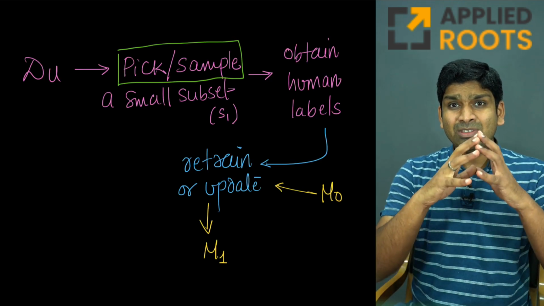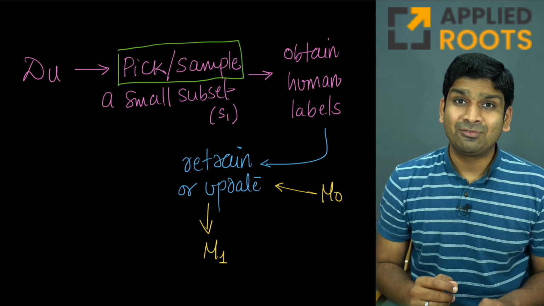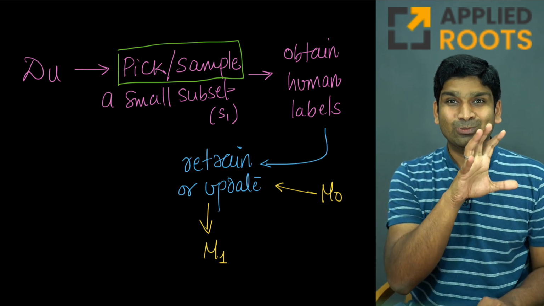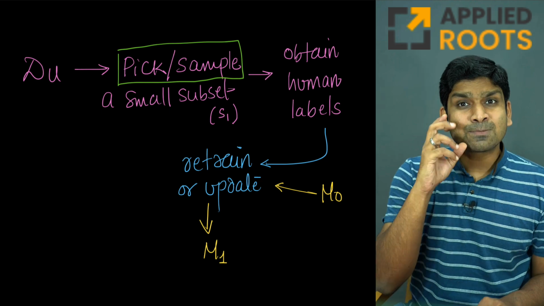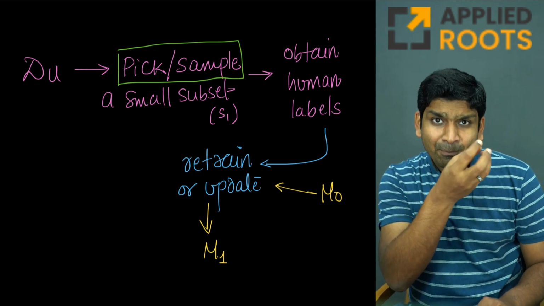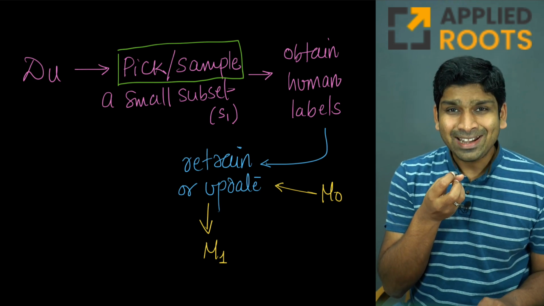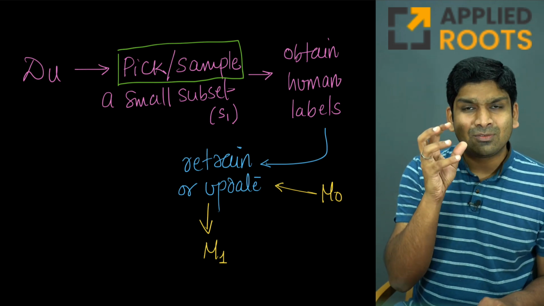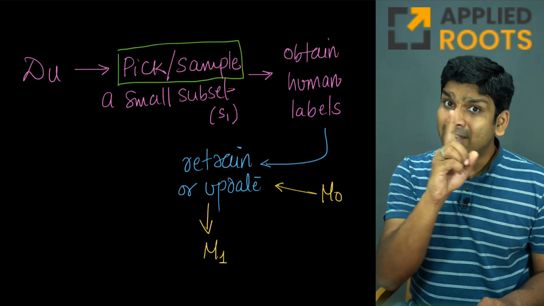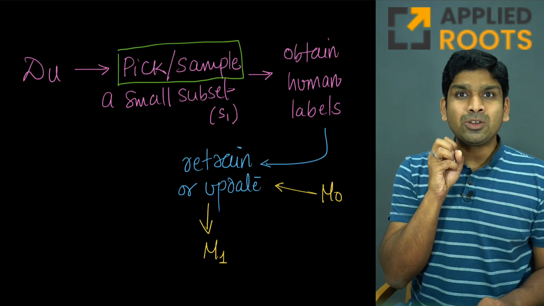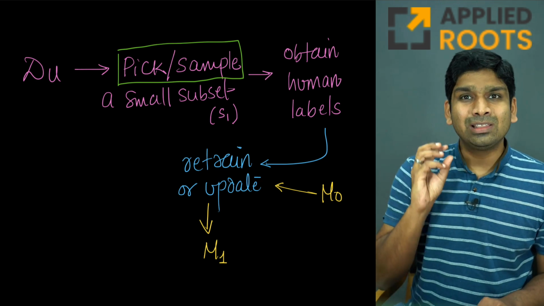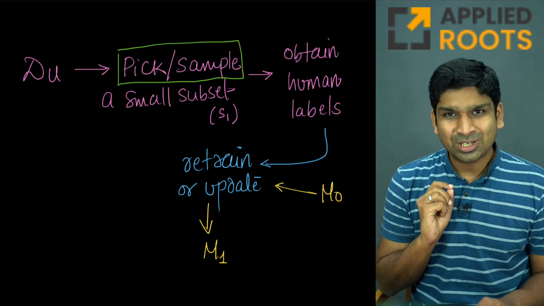Now remember, we have this larger unlabeled data that we still want to use, DU. Can I somehow smartly pick or sample some points from DU? We have to smartly sample, not randomly sample. We have to somehow pick or sample smartly. Let's call that small subset that we sample S1, as you can see on the screen.